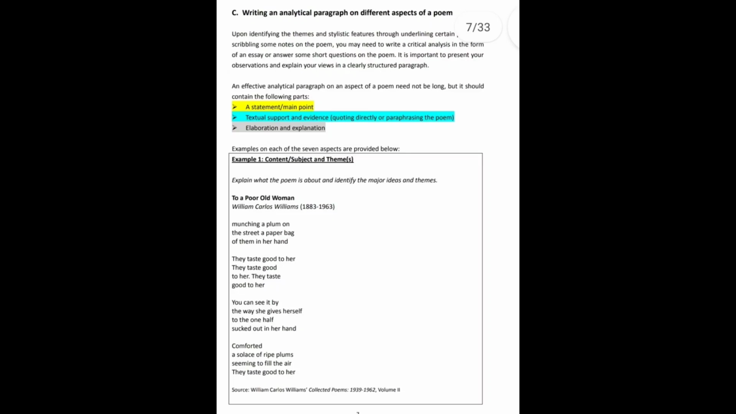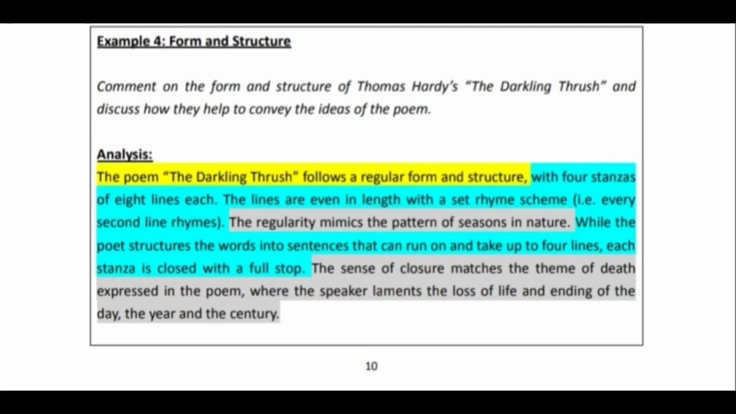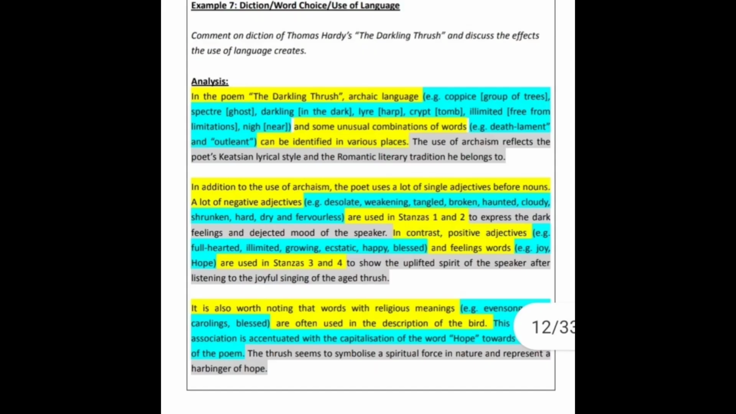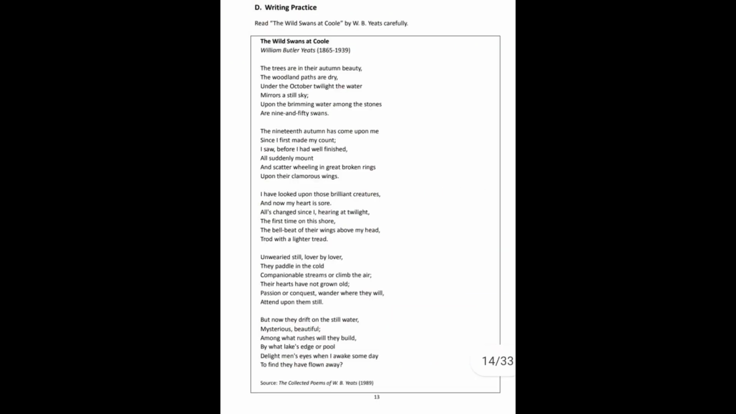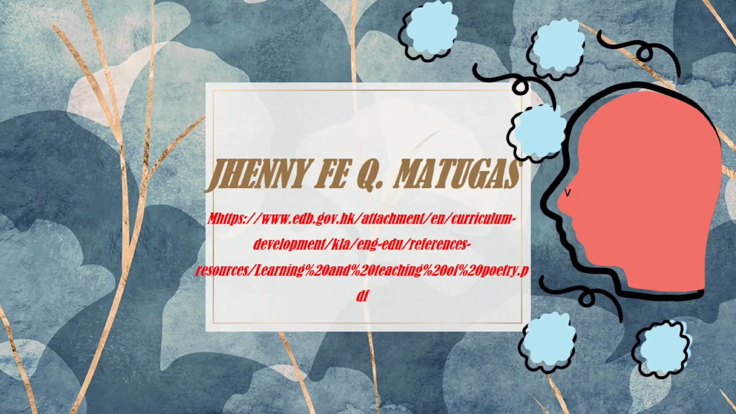Yes, and next is writing analytical paragraph on the different aspects of a poem, and it has some example of To a Poor Old Woman. Next is the analysis, of course, and example number 2 is speaker, tone and voice. Next is example number 3, setting and atmosphere. And form and structure, it has an analysis of the poem. Next is diction and choice of use of language, which has the analysis. Also, the writing practice, we have examples of writing practice.